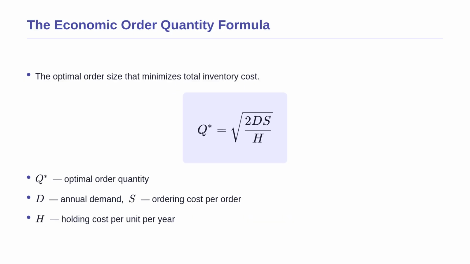This total cost formula leads us to the most important equation in inventory management, the economic order quantity formula. This formula calculates the exact order size, denoted as Q star, that makes your total cost as small as mathematically possible. It equals the square root of 2 times the annual demand times the ordering cost, all divided by the holding cost. Notice the relationships here. If your demand or ordering cost increases, the math shows you should order more at a time. But if the holding cost increases, storing items becomes too expensive, so you should order less.